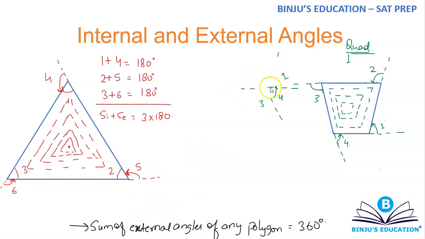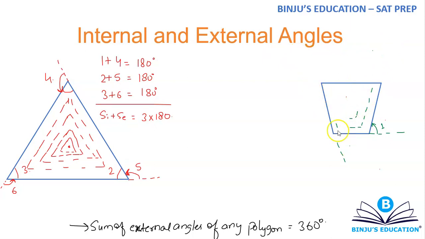So when you talk, you will come across two terms. One is regular polygon and one is irregular polygon. A regular polygon is basically a polygon whose all sides are equal and whose all angles are equal. In case of irregular, not all sides are equal and not all angles are equal.